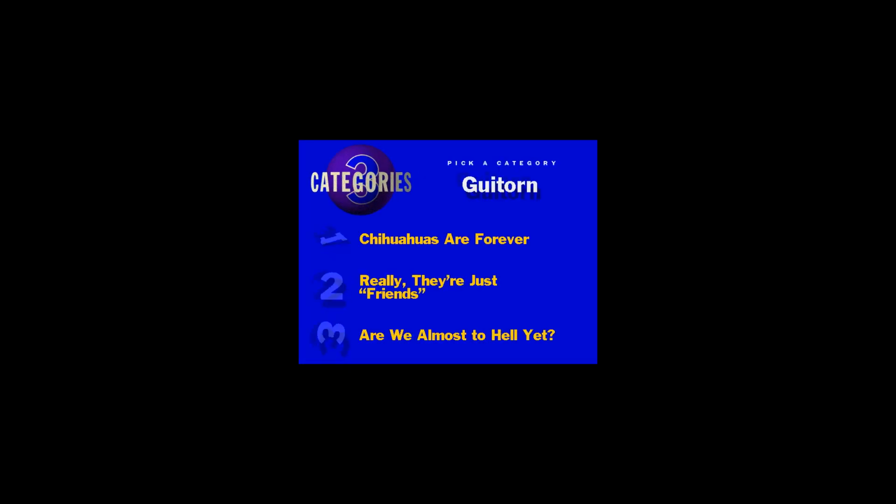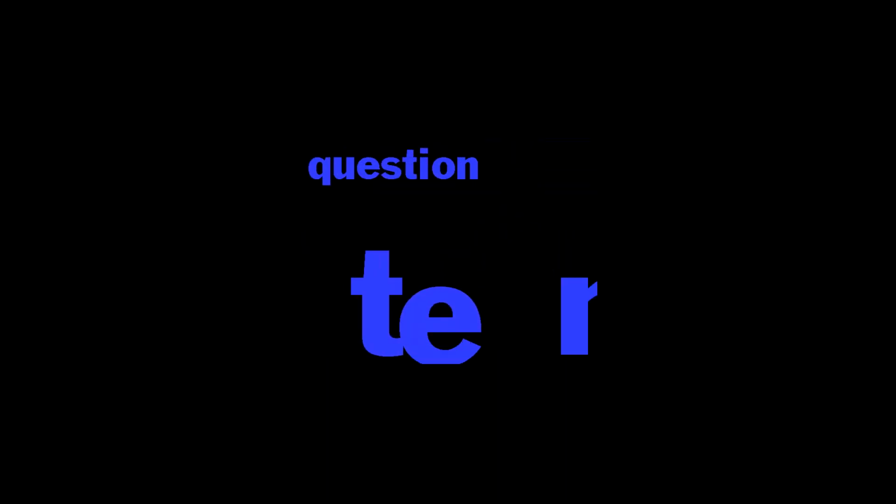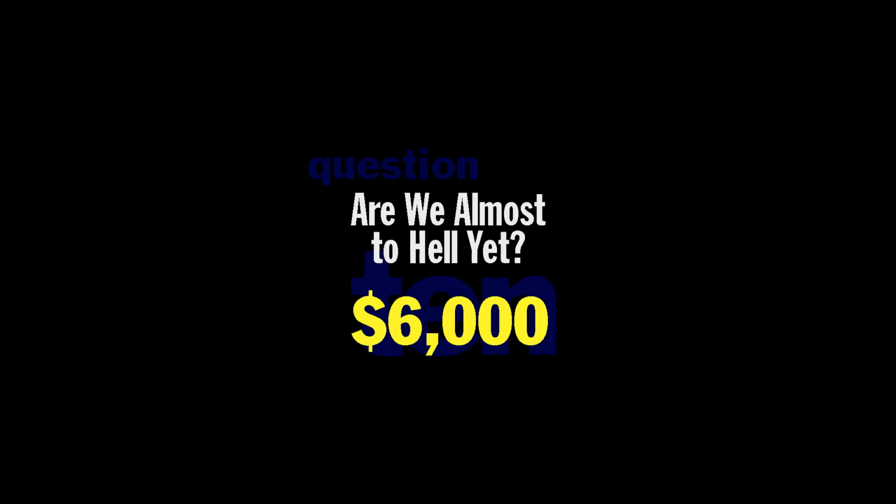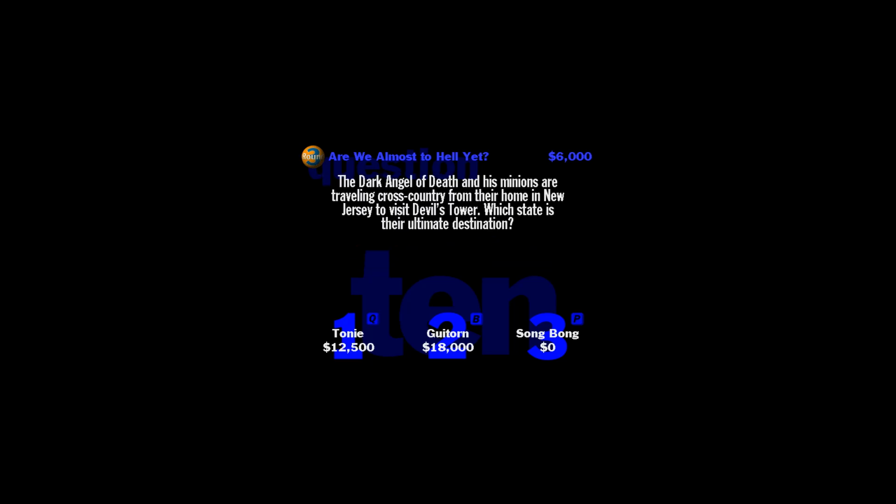Give me a category. 10 fingers and 10 toes. Would you like to have a cheap cigar? The category is, Are We Almost to Hell Yet? You want 6,000 bucks? Give me your right answer. Okay, this one's a fill-in-the-blank, so buzz in and start typing when you think you know it. Let's imagine that Satan is taking his family on a nice little vacation. The Dark Angel of Death and his minions... Player one, stop. Devil's Tower is in Wyoming.